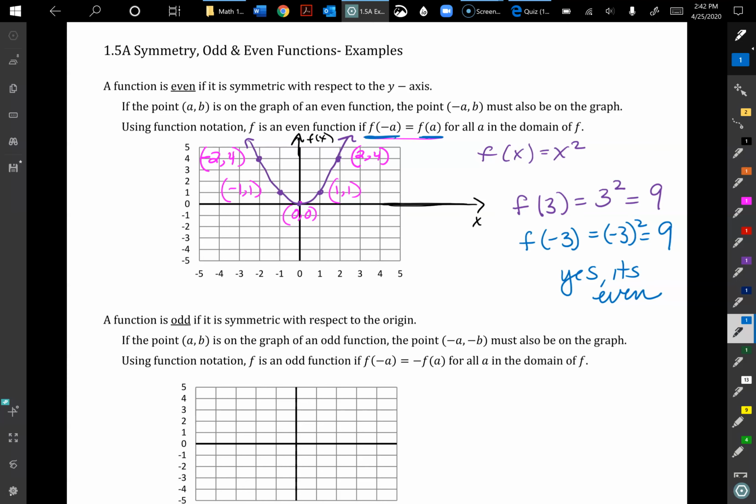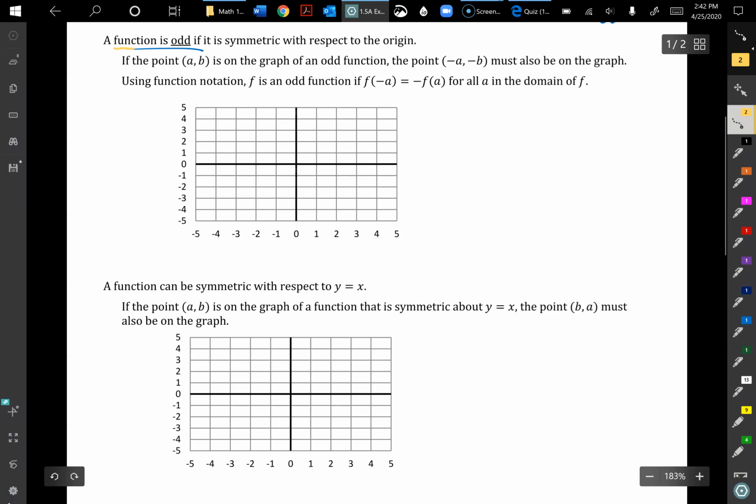Let's take a look at odds now. So a function is odd if it's symmetric with respect to the origin, which is right here. So this one's a little bit trickier. We're going to do a cubic function to show you, but it's really like you're taking whatever's here and you flip it, but then you flip again. So you're doing this 180-degree rotation. So I'll show you what that looks like.